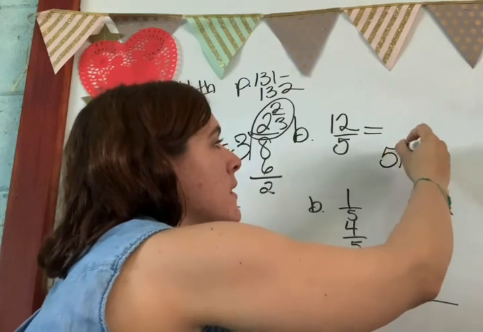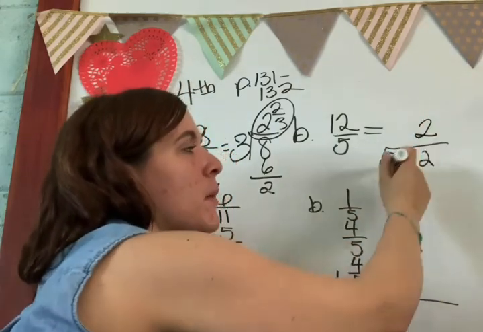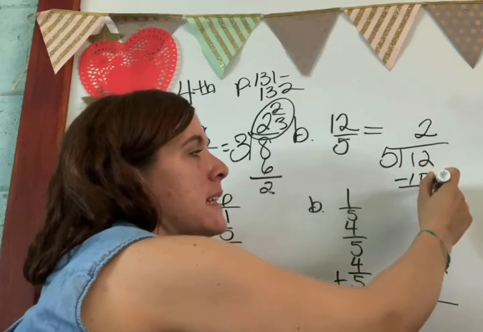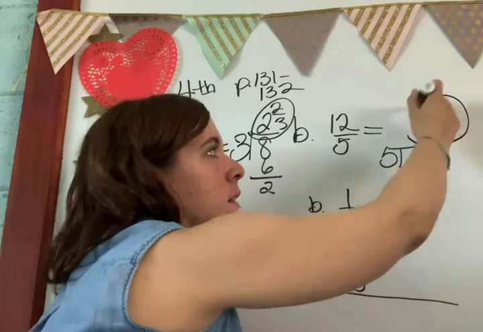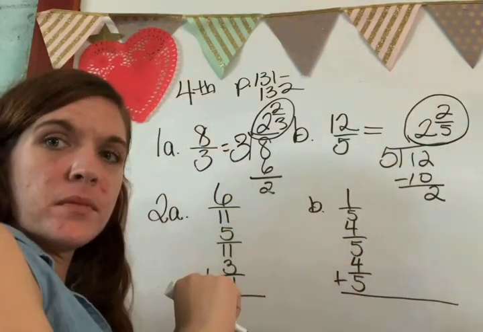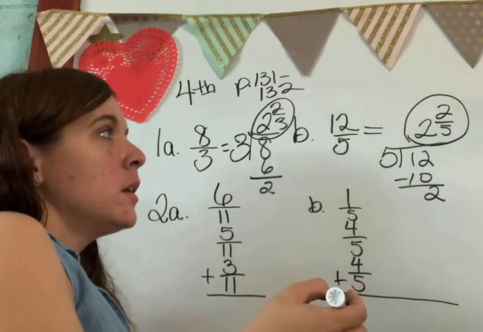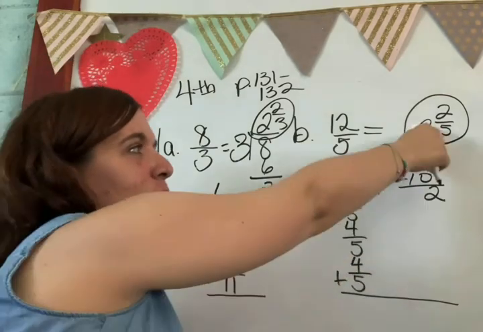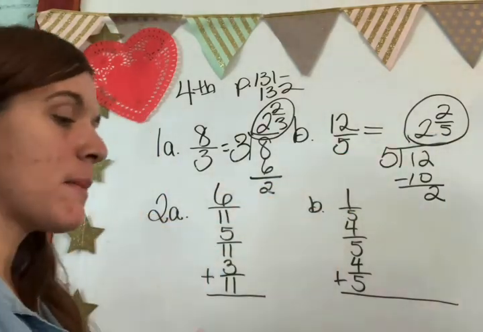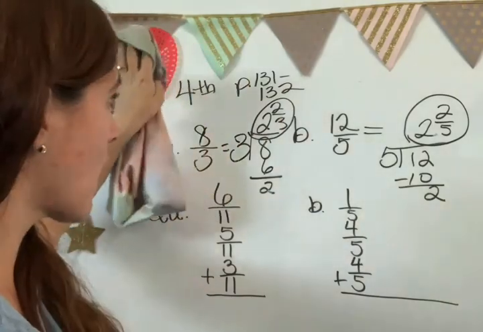Do 5 into 12. How many times can we do that, Fernanda? 2 times. 2 times 5 is 10. 12 minus 10 is 2. Put a 2 here and the 5 here. Okay? Then nothing. That's all you do. And then the remainder is a fraction right there. Okay, try letter C by yourself as well because this one comes out a little bit different. So try letter C by yourself.